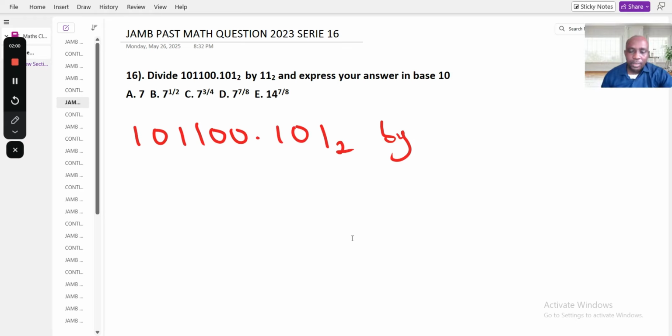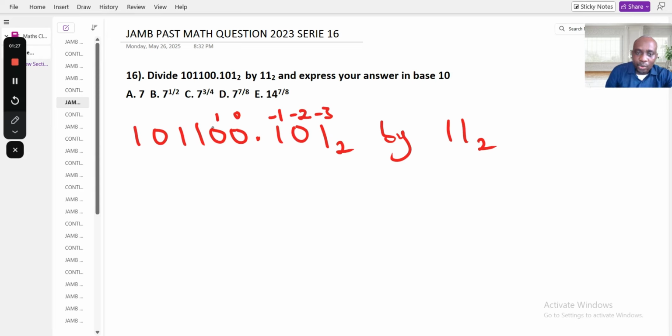101100.1. Now we are going to divide it by what? The question gives us 112. The first thing we need to do is convert this to base 10. If you see anything in base that starts from the dot point, it means it's going to start from -1, -2, and -3. And the one that starts from the normal place, you are going to start from 0.